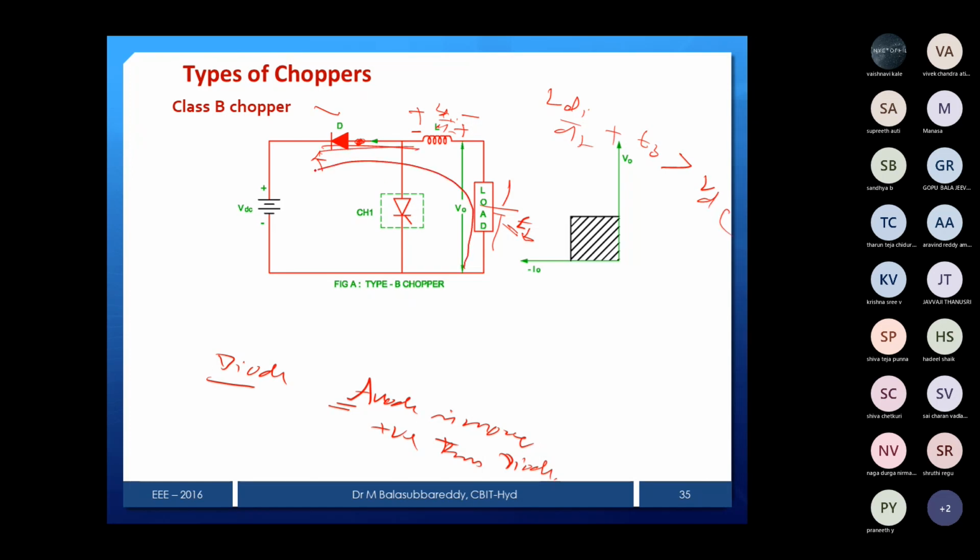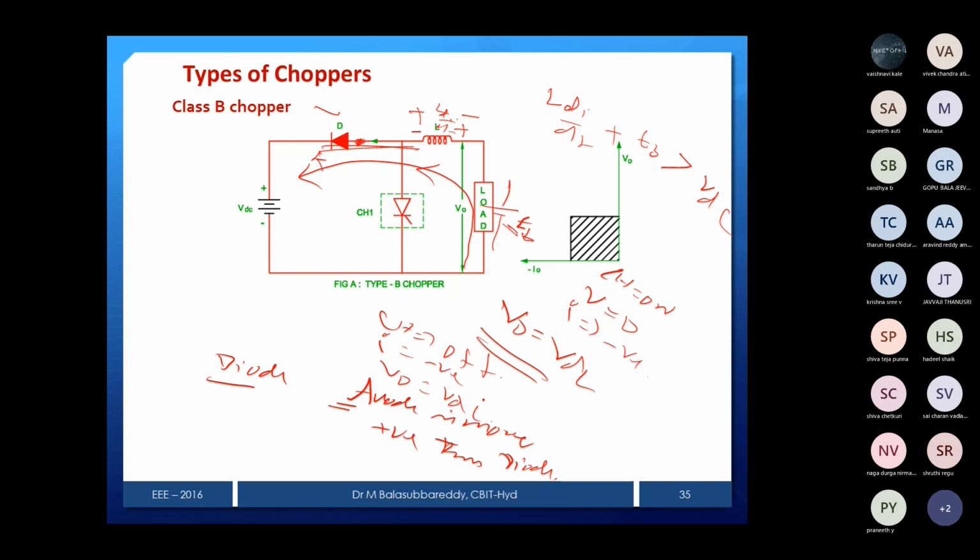Now current is passing like this, in the opposite direction. So current is always negative. Output voltage is V_DC, which is positive. When the chopper is on, voltage is 0 and current is negative. When the chopper is off, current is negative and V_out is equal to V_DC. That is the only logic. Now the explanation is over.